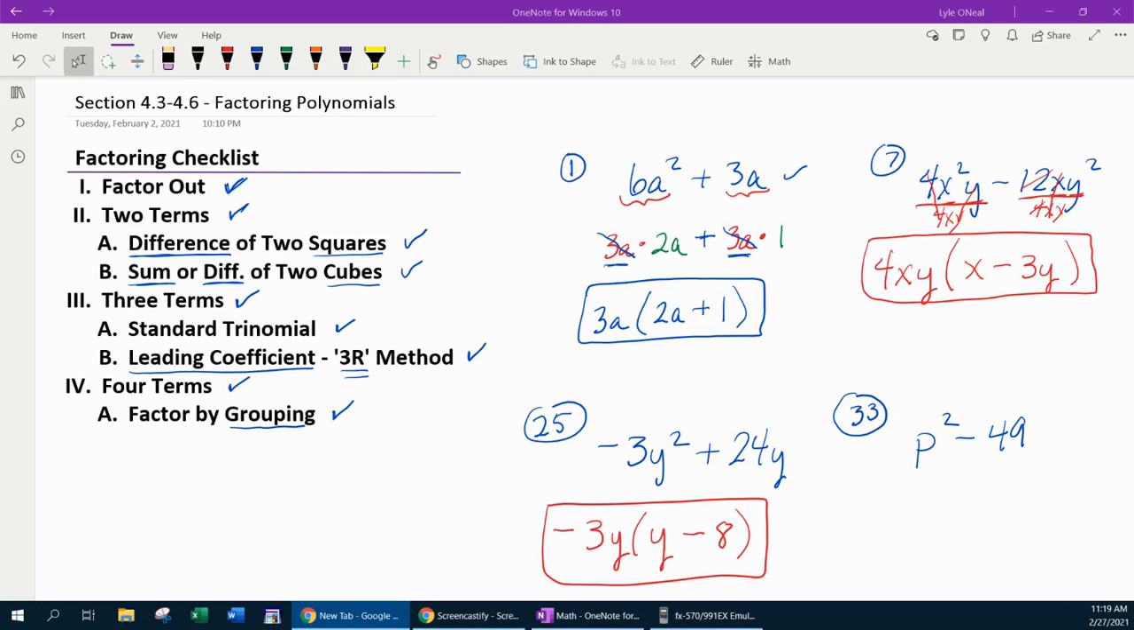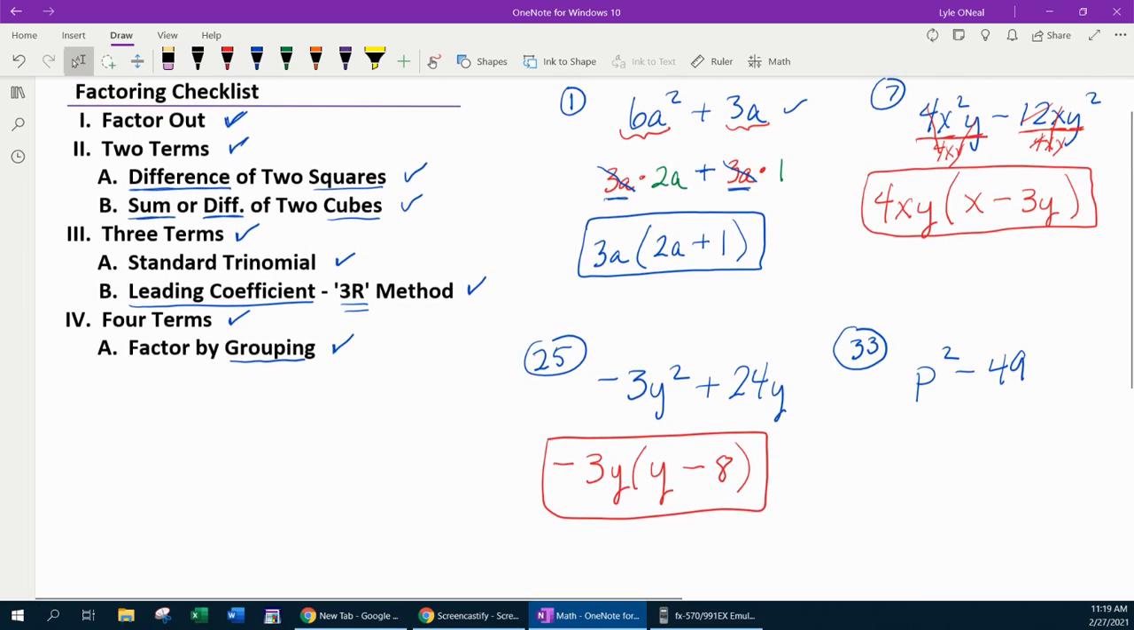Okay, the next problem we're going to look at is number 33, and this problem is taken from section 4.6. I had to jump all the way ahead to 4.6 to get to a difference of squares problem. And remember, I said that I'm moving down this checklist in order, so that means I may have to jump around in the sections. Number 33, we've got p squared minus 49.